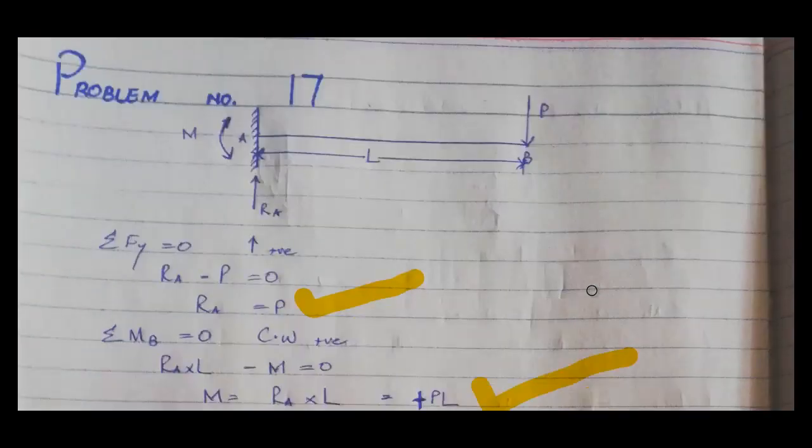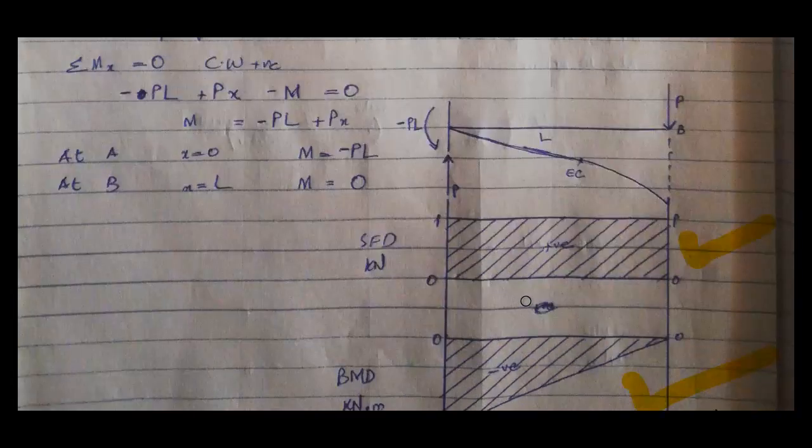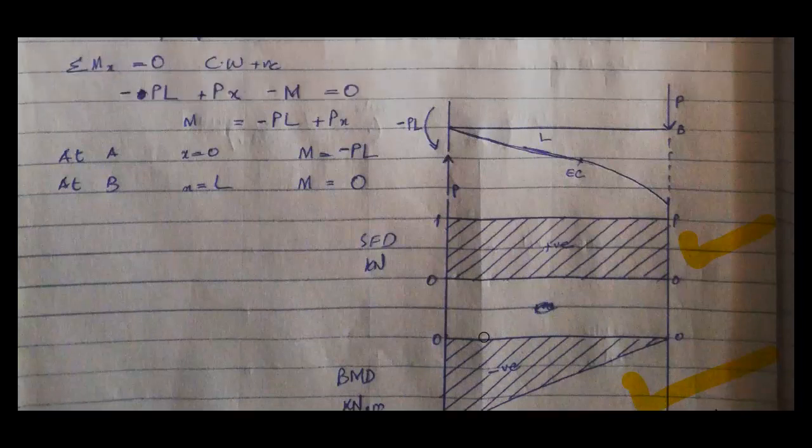Next is problem number 17. It's a cantilever beam with a single point load acting at the extreme end. Magnitude of the load is not given, rather it's a variable P. So the reaction calculation is correct here. And then if we look at the shear force diagram and bending moment diagram, these diagrams are also correct.